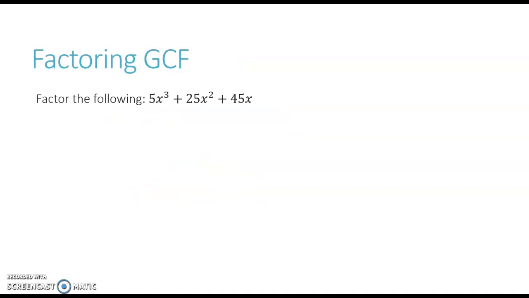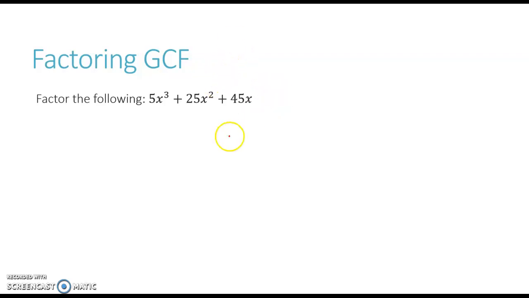We're going to be factoring just the greatest common factor. If you forgot what GCF means, that's greatest common factor, and from here on out it will only be referred to as GCF, just because mathematicians like to make things shorter. So we're going to factor the following: 5x cubed plus 25x squared plus 45x. What we are trying to do is find the biggest factor that divides out of all of them.